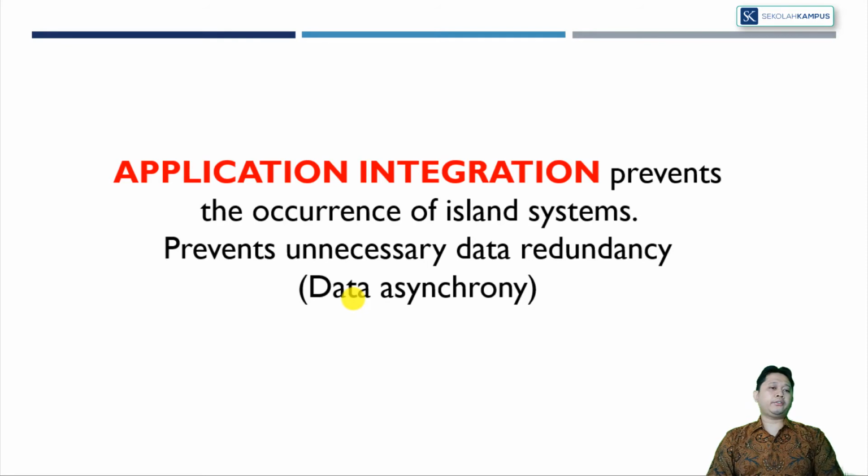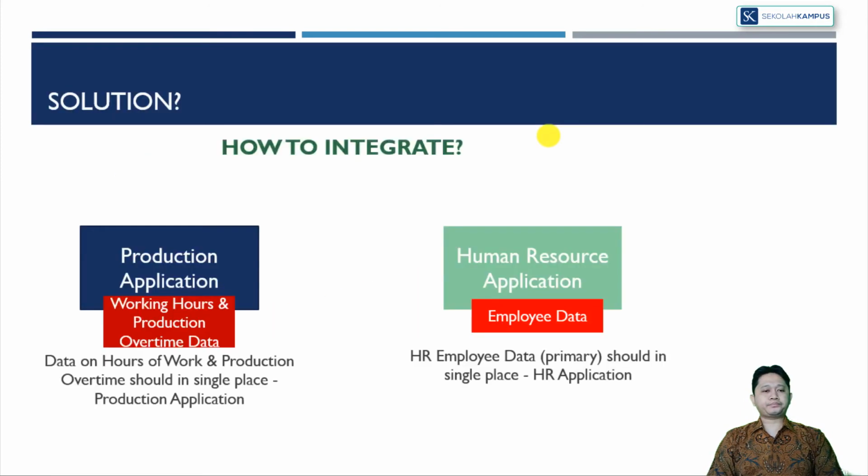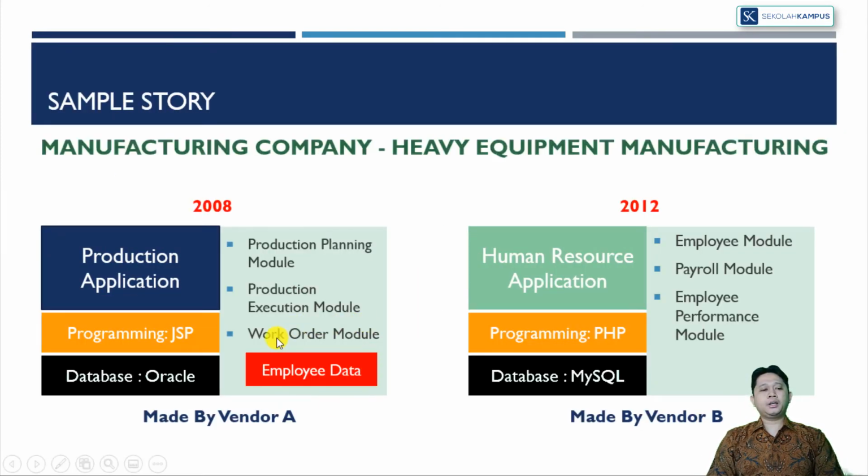From here we know that application integration prevents the occurrence of island systems. The production application is one island, and the human resource application is the second island. We want to build a bridge that connects these two islands. With this application integration, we want to prevent unnecessary data redundancy, because in the example there is data stored in both of them. For example, employee data is stored in the production application and also in the human resource application.